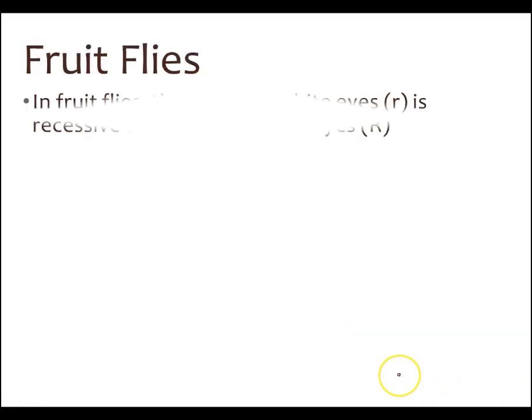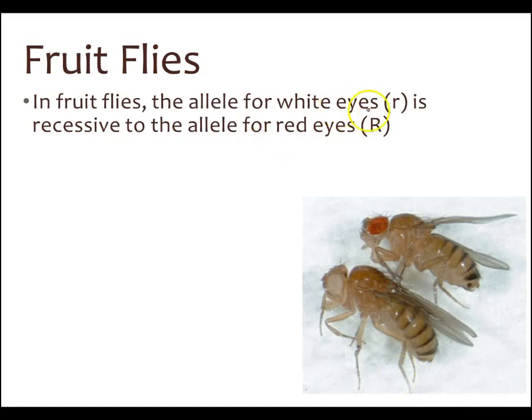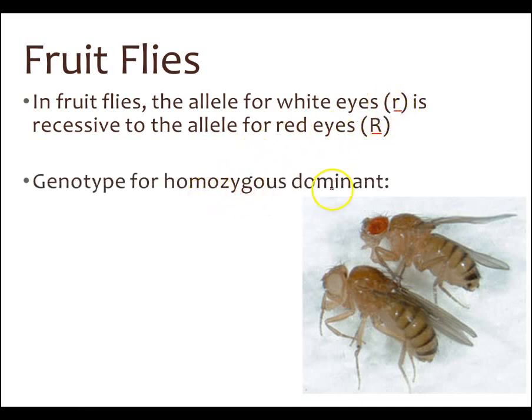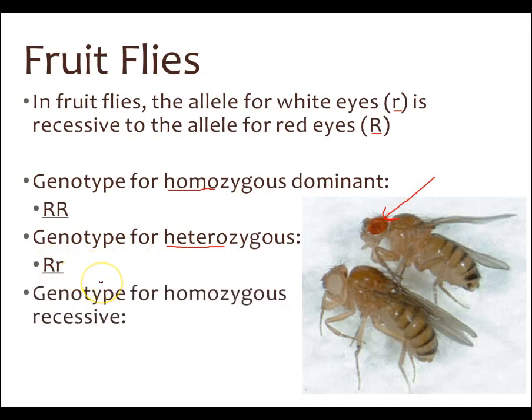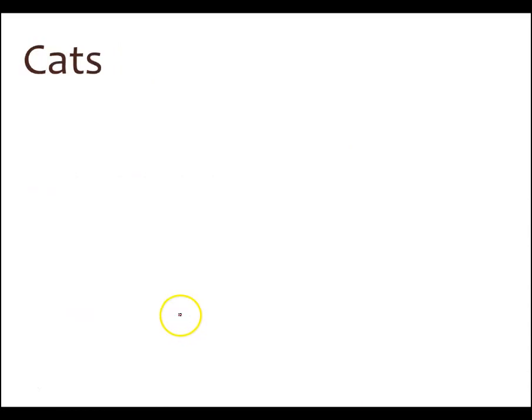All right, let's look at some examples in fruit flies. In fruit flies, the allele for white eyes, lowercase r, is recessive to the allele for red eyes. So red is dominant, white is recessive. The genotype for homozygous dominant, so homo meaning the same, dominant would be big R, big R. So one of those red eye ones right here could be big R, big R. It could also be heterozygous. Remember, hetero meaning different, that could be big R, little r, one of each. Genotype for homozygous recessive, in this case the recessive one is the little r, and with homozygous, they'd have to be the same. That's going to be little r, little r.